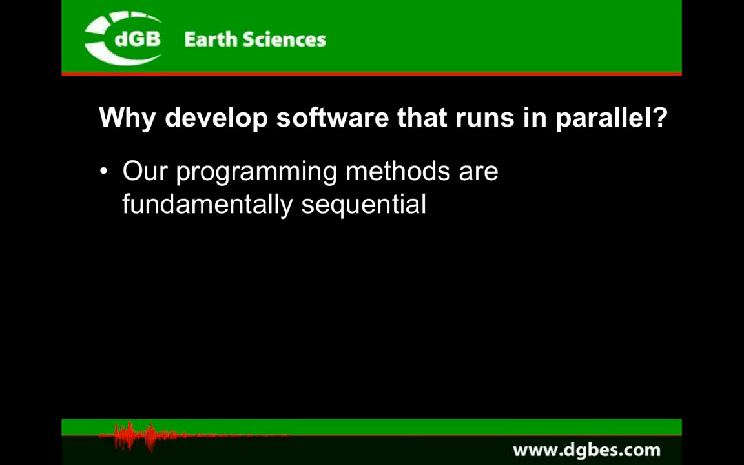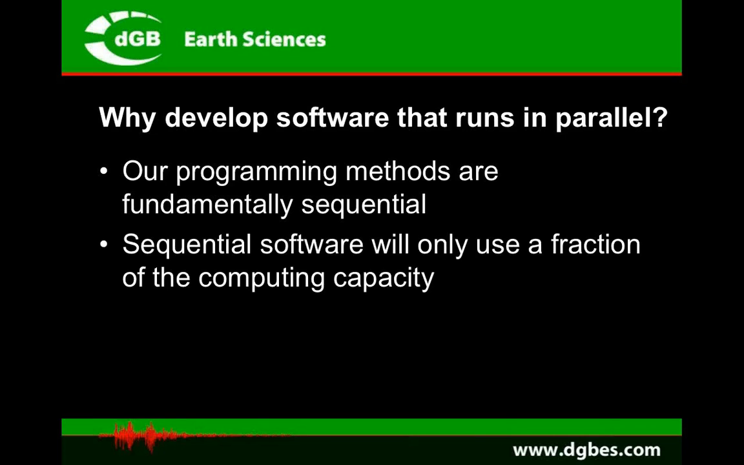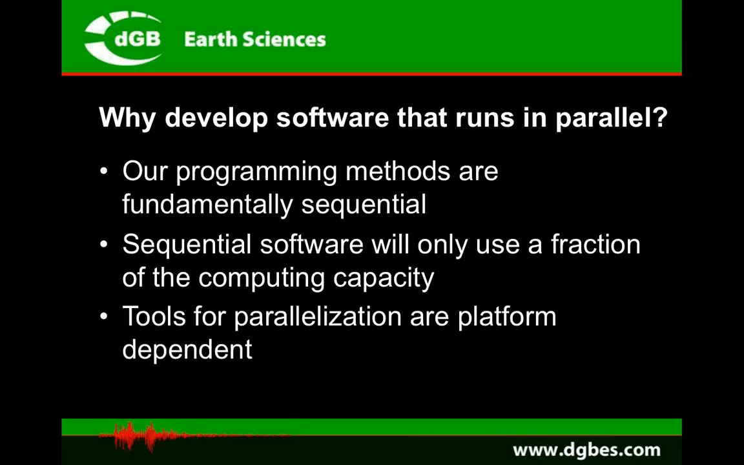Now, there are a couple of problems here. One of them is that our programming methods are fundamentally sequential. That is, we tell our software that we should first do A, and then B, and then C. If we run software that is written for sequential execution, it will only use a fraction of the computing capacity of the workstation, and thus our clients and users will not be very happy about that. Another problem we're facing is that tools for parallelization are platform dependent.